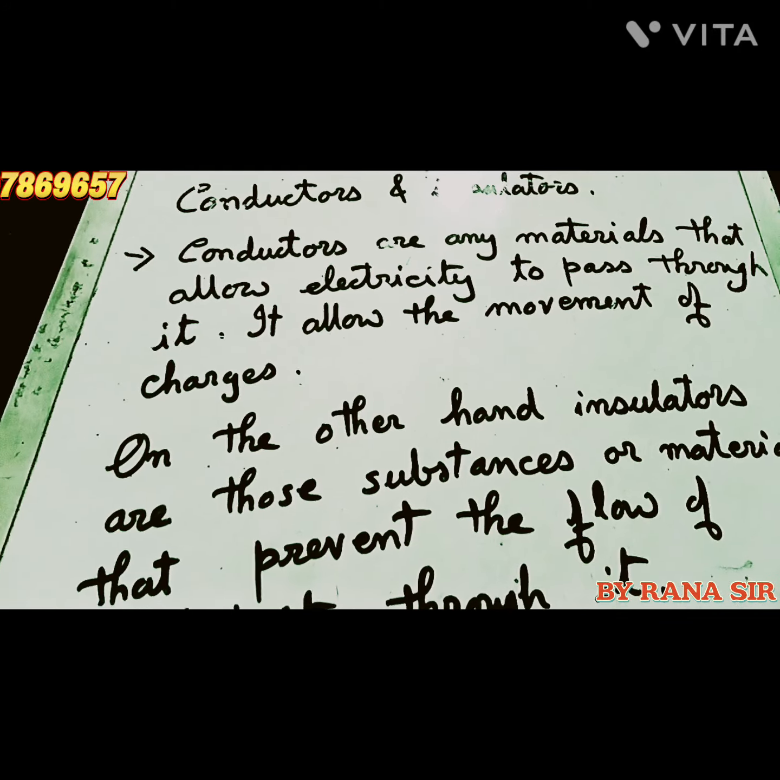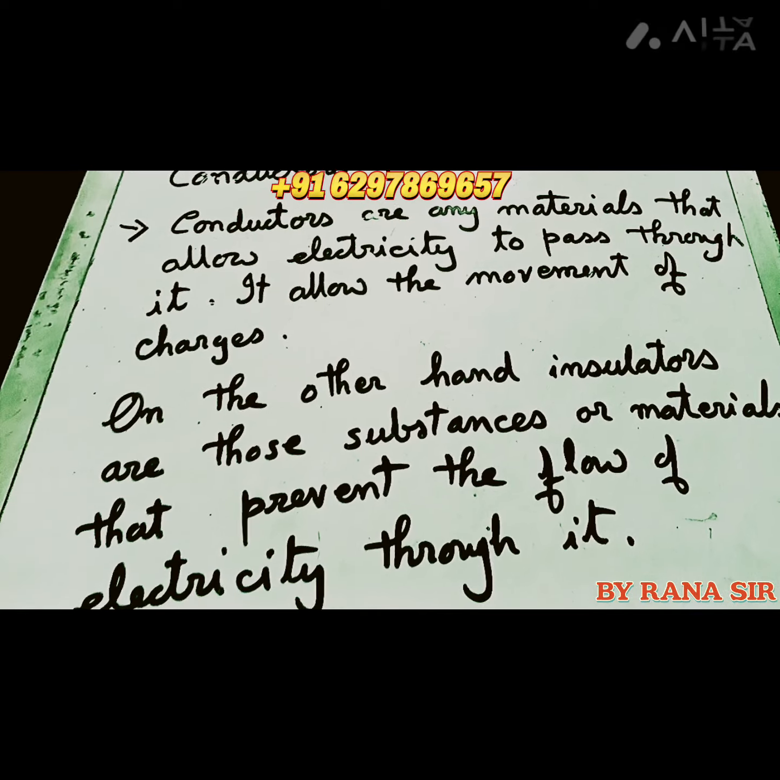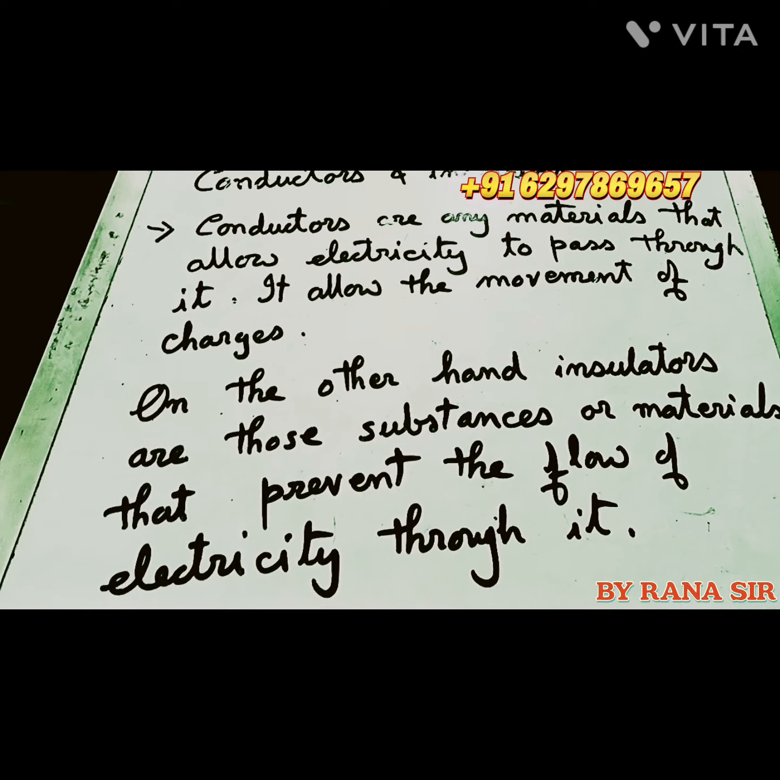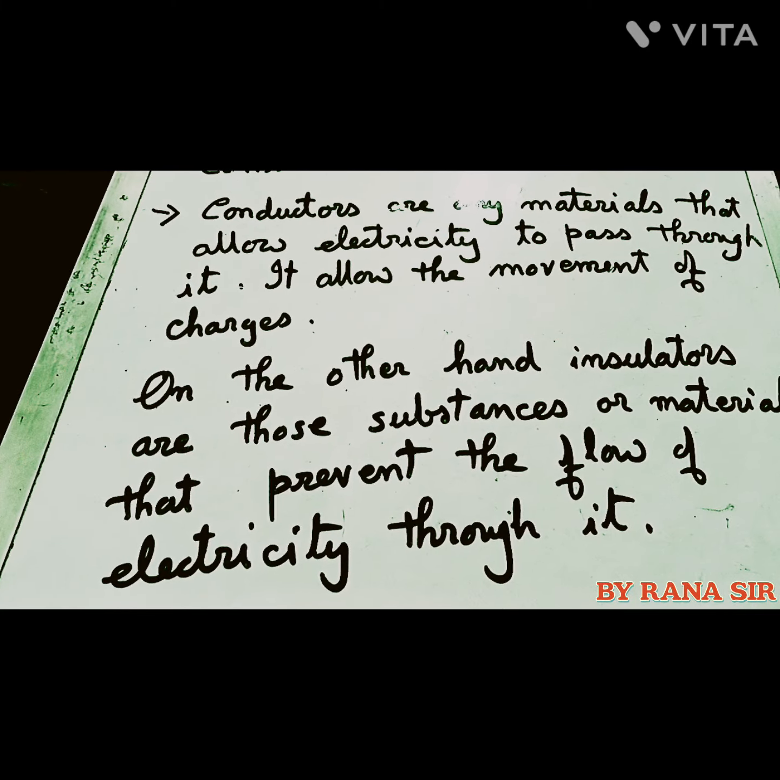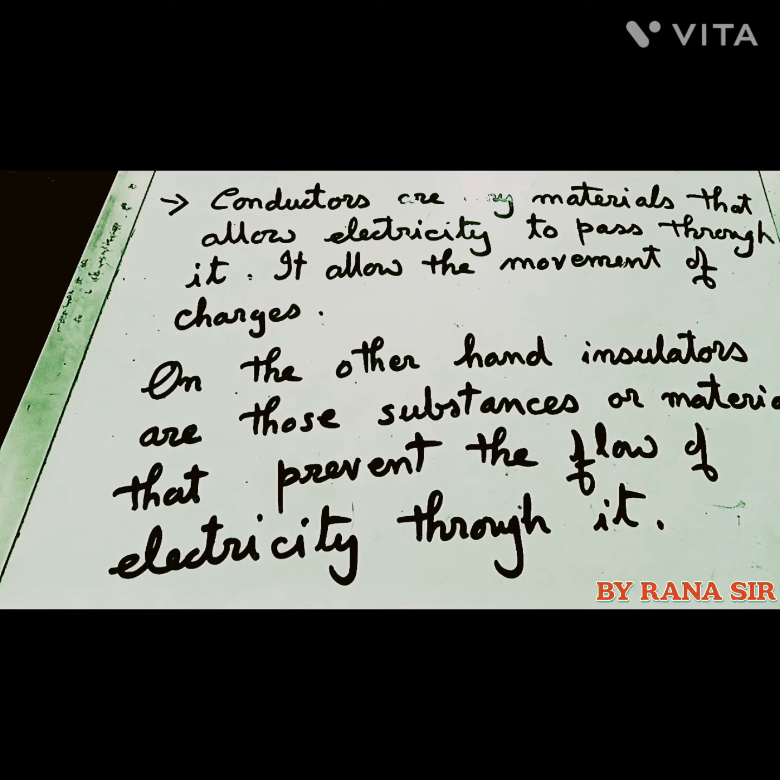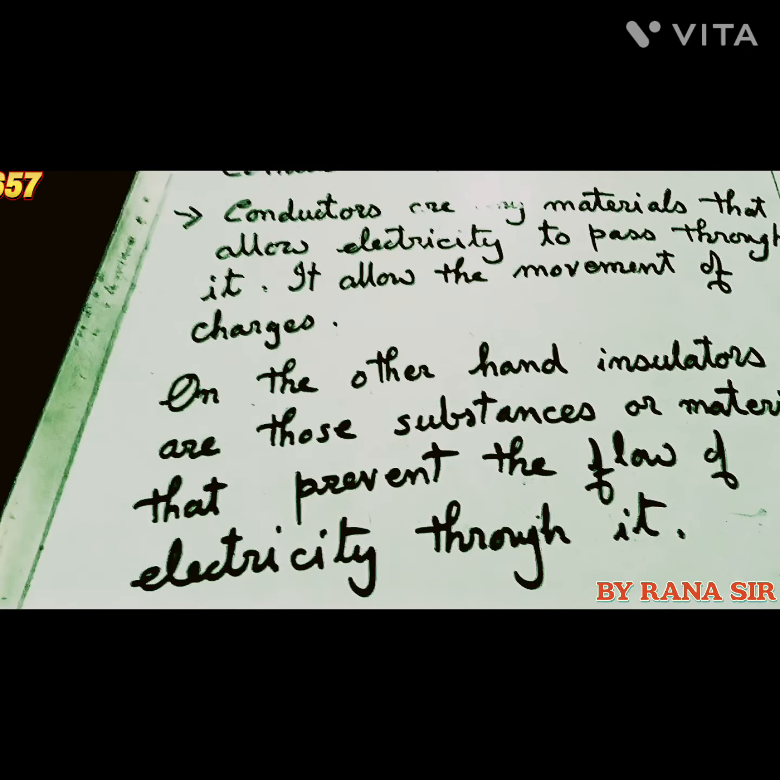On the other hand, insulators are those substances or materials that prevent the flow of electricity through them. Say for example wood or plastic, or glass. So these are substances or materials that do not allow the flow of charges or electricity through them. So such a material is called insulators.